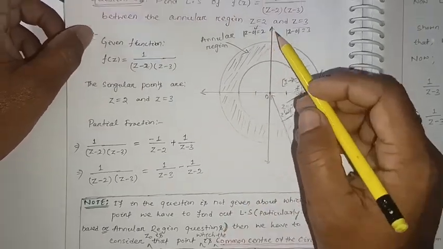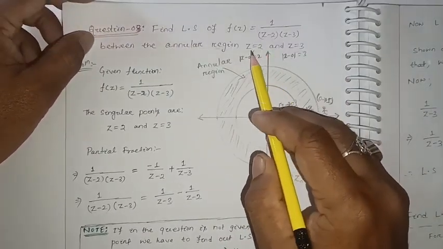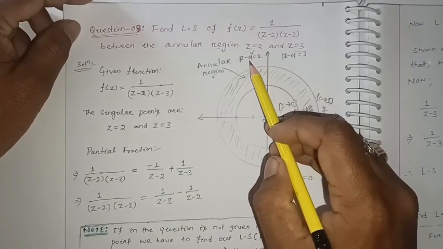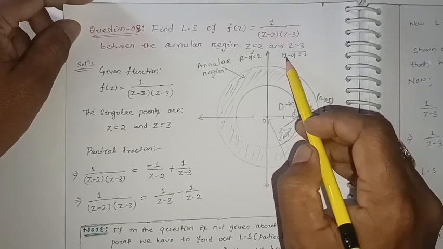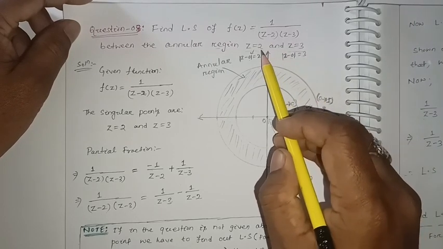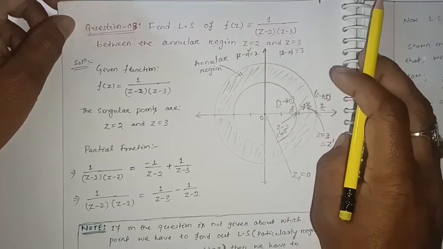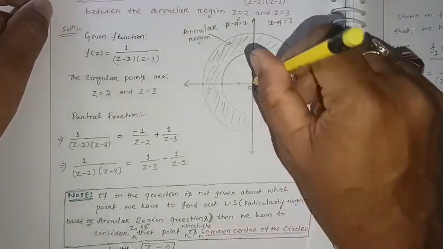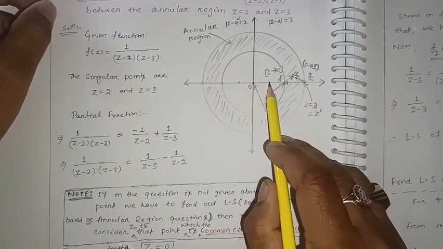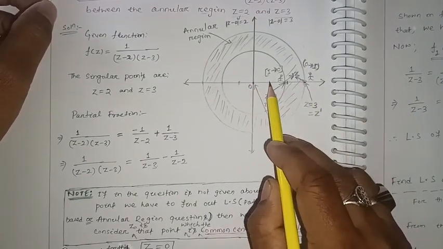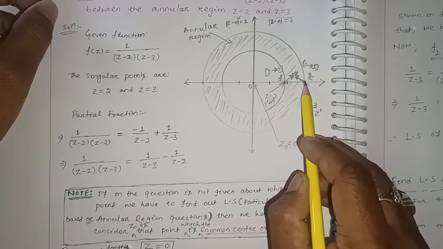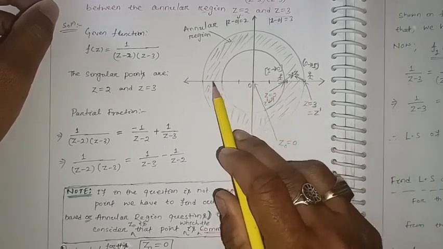Here it has been given the annular region, mod z equal to 2, and this can be written in the circular equation as mod z minus 0 equal to 2. So 0 is the center, and here mod z minus 0, 0 is also the center. But for this case the radius is 3, and for this case the radius is 2. So we just draw one circle by considering center at O having radius 3. Equally spaced intervals I have considered: this is 1, this is 2, and this is 3. So 1, 2, 3, minus 1, minus 2, minus 3.